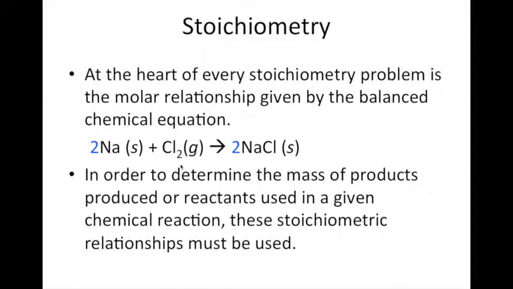So in order to calculate the mass of products produced or the mass of reactants used in a given chemical reaction, we must use these ratios here that we talked about before. 2 moles of sodium reacting with chlorine can produce 2 moles of sodium chloride, or 1 mole of chlorine gas will completely react with 2 moles of sodium atoms. So these are the important stoichiometric relationships that we want to appreciate.